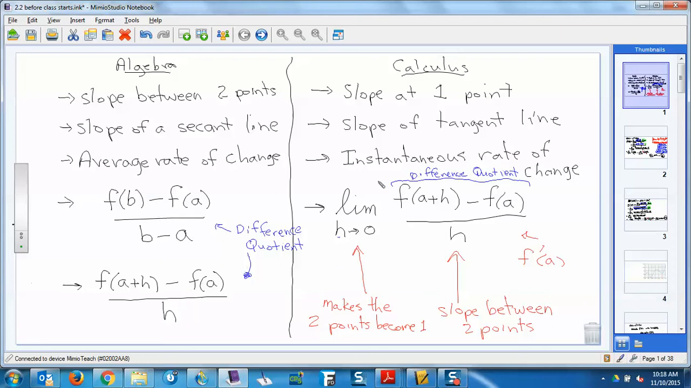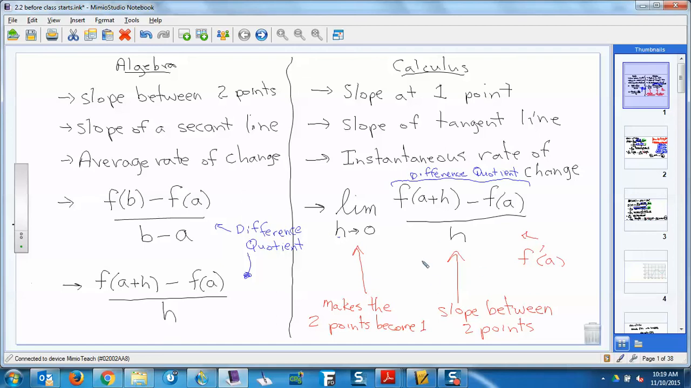Then if we add the limit into there, one of your questions asked, what's the difference, or how are average and instantaneous rate of change related? Well, the difference is instantaneous rate of change is at an instant. It's the limit of the average rate of change as the 2 points become 1, as the 2 points get closer and closer to becoming 1. And that's what a limit is. As h gets closer and closer to 0, the distance between the 2 points gets less and less all the time. So this is in the notes.